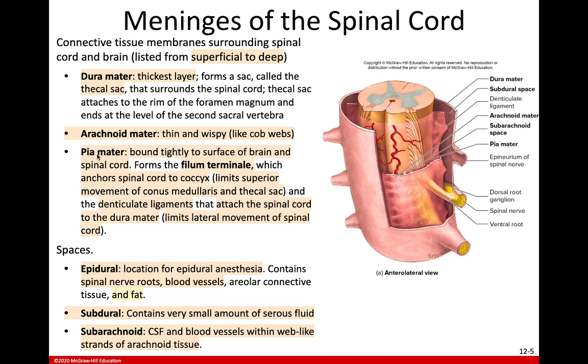So the pia mater is going to be the layer that is closest to the brain and spinal cord, and the dura mater is going to be the layer that is the furthest away from the brain and spinal cord. Again, dura mater is the thickest, so it's going to be very protective. And that's why when I think of dura, I think of durable. So it's thick and protective, and it can withstand a lot.